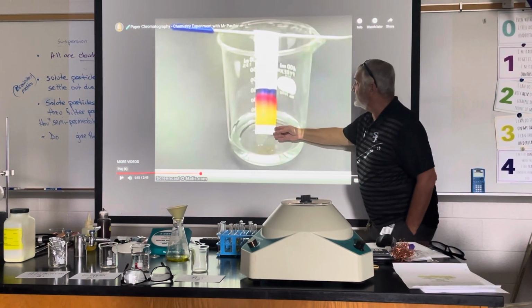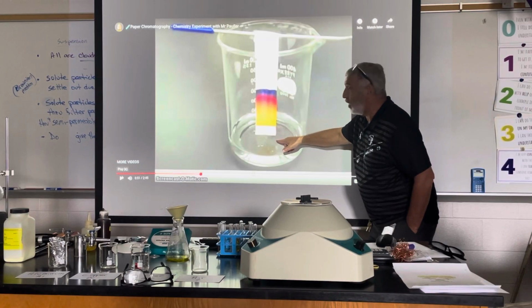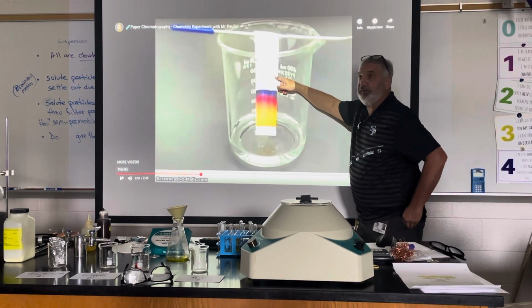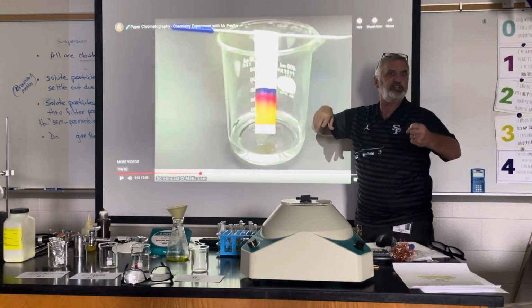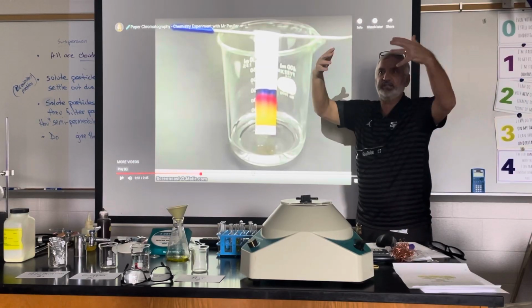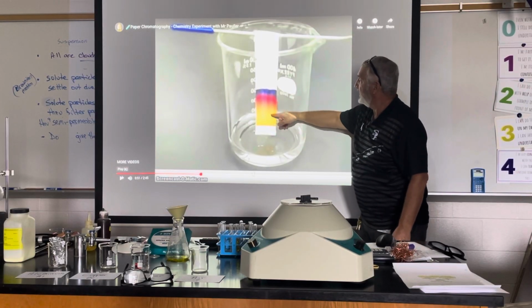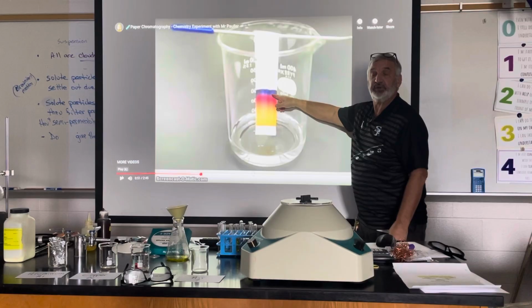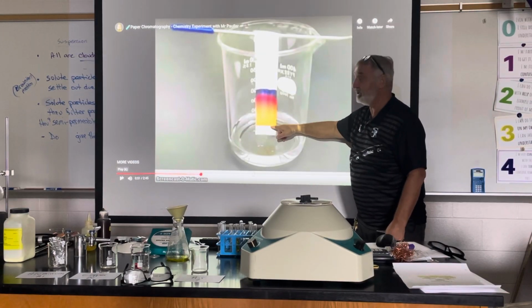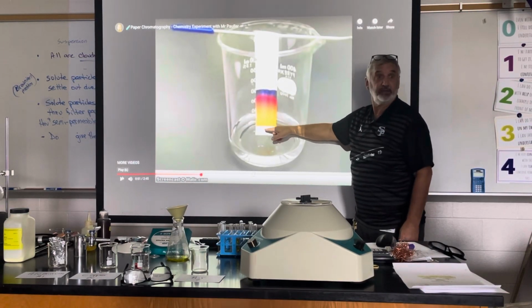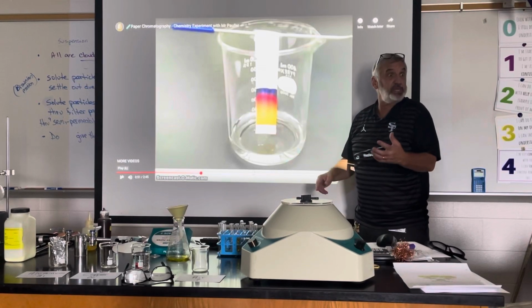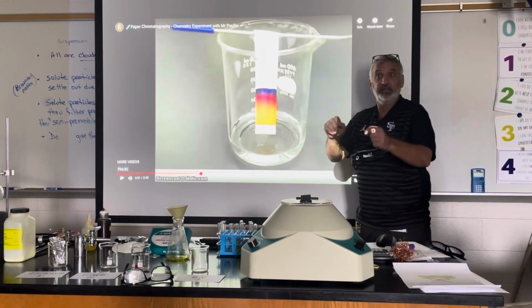So notice that it's separating. This is water, and as the water rises up the filter paper, and you know that if you put paper in water, it just naturally gets wet. Capillary action makes it work its way up. Okay, it's separating it into the colors. So all of these colors were in the marker that was down here at the bottom. It's separating the mixture of colors that was in there.